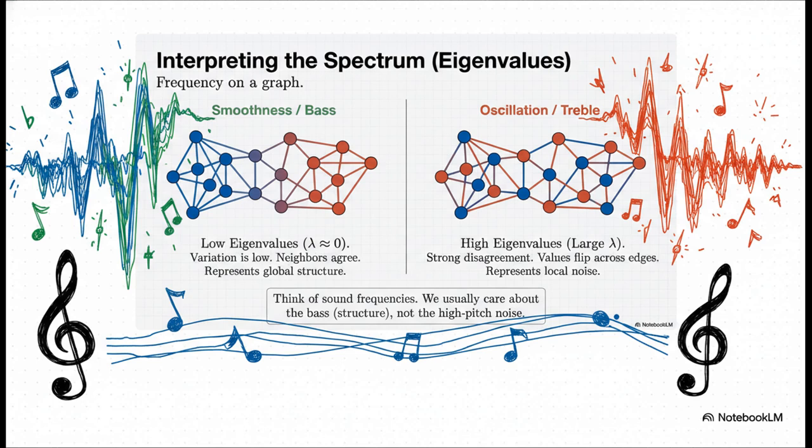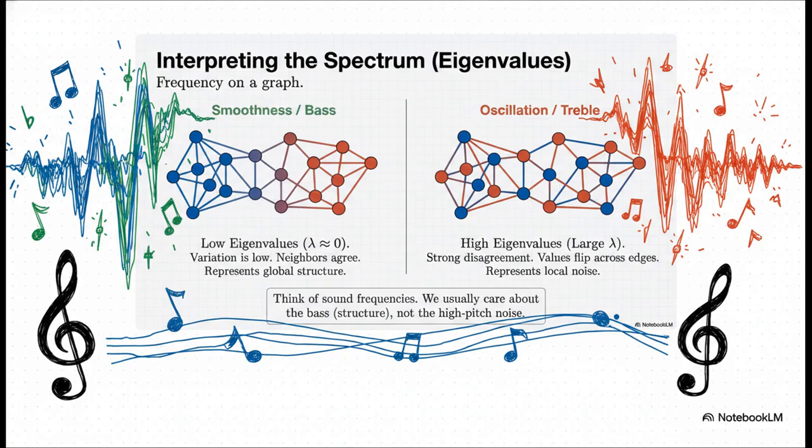Just think of it like sound. Low eigenvalues correspond to smooth, low-frequency signals that change very slowly across the graph, kind of like the deep bass notes that give a song its underlying structure. High eigenvalues correspond to noisy, high-frequency signals that jump all over the place between neighbors, like high-pitched static or feedback. And just like with music, we often care a lot more about the structure, the bass, than we do about the random noise.